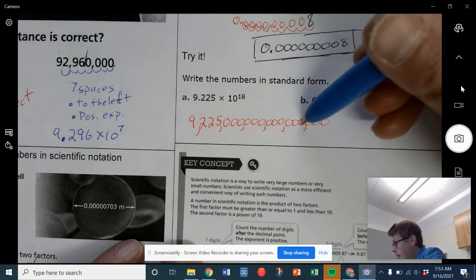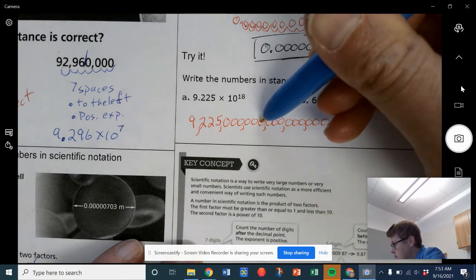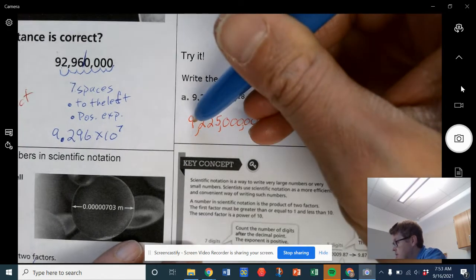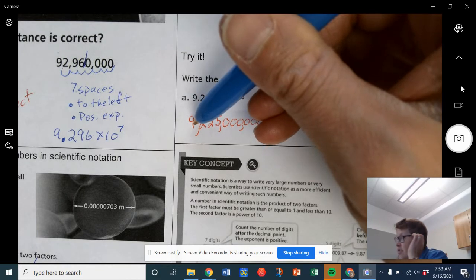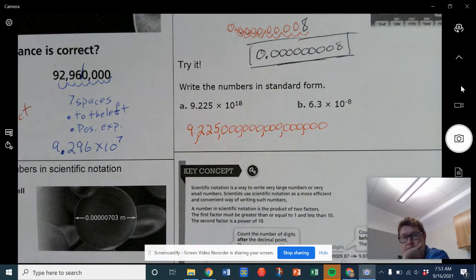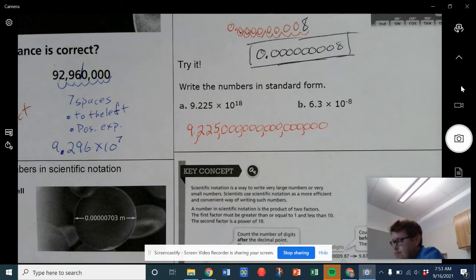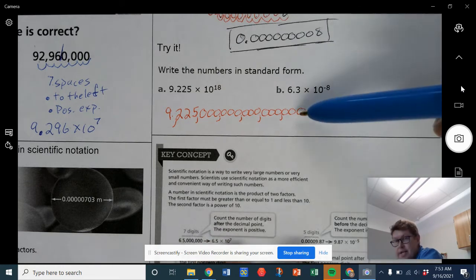Good Lord, thousands, millions, billions, trillions, quadrillions, quintillions. So 9 quintillion, 225 quadrillion, whatever it is. I don't know, some sort of distance in space maybe, or number of bacteria or something.